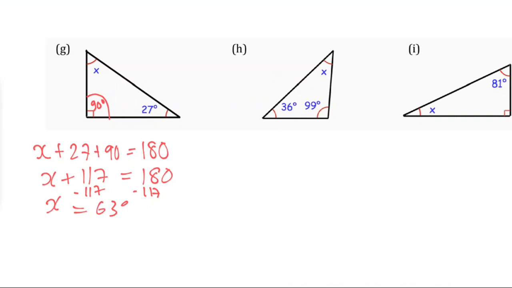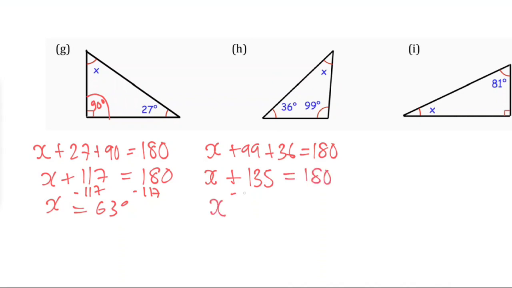And then h, so you've got x, and again we're doing the same thing, adding up all the interior angles, equating them to 180, solving for that unknown. x plus 99 plus 36 is equal to 180. Simplifying that left-hand side, x plus 135, just on 99 plus 36, is equal to 180. Solving for x, minus 135 from both sides, you've got x is equal to 45 degrees here.